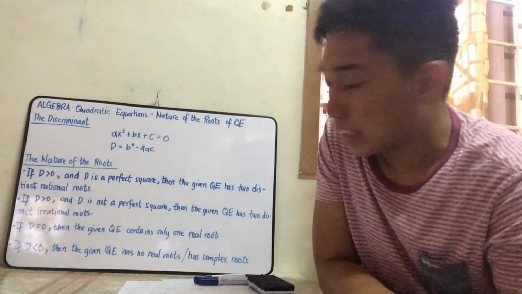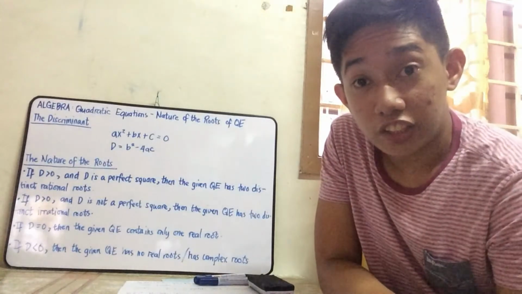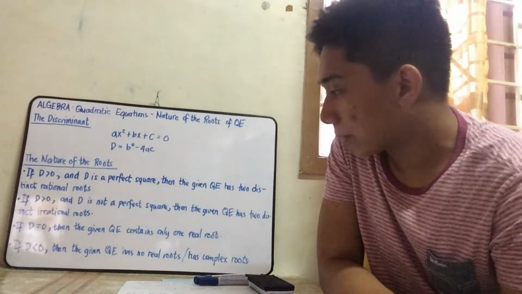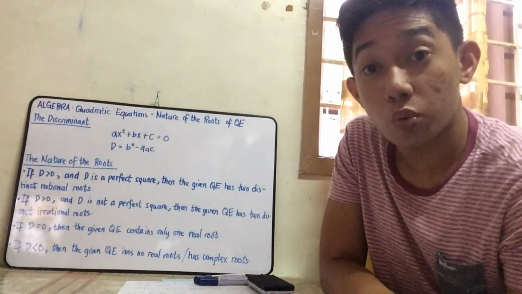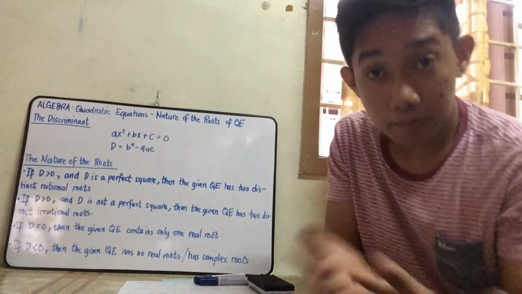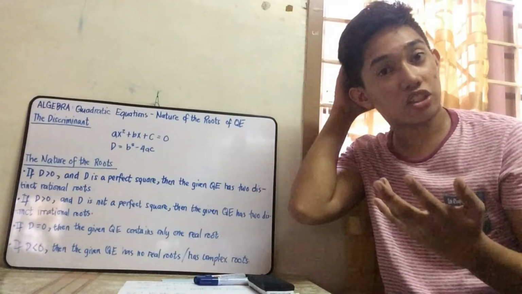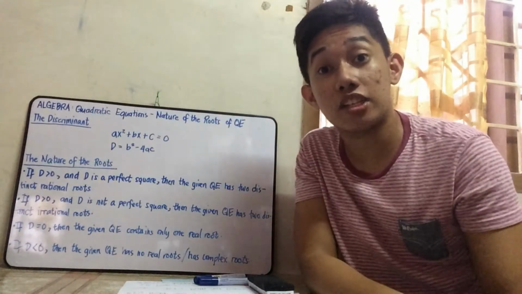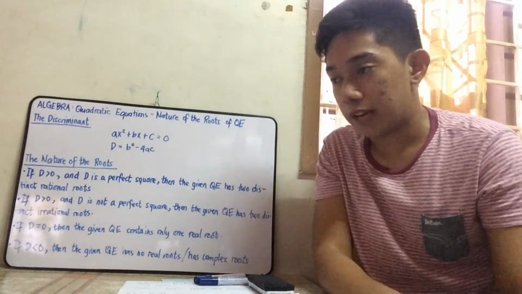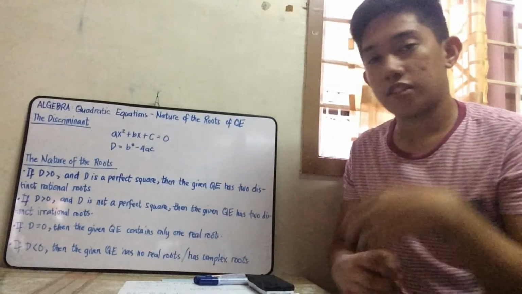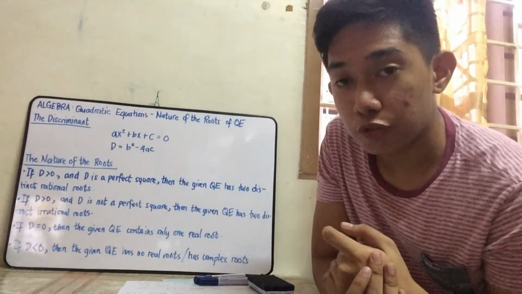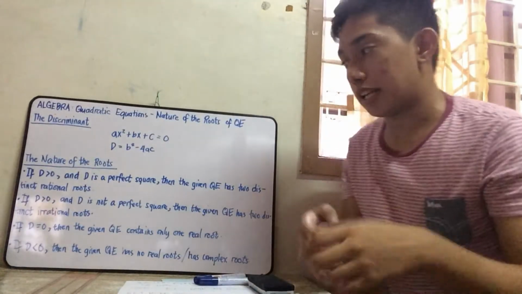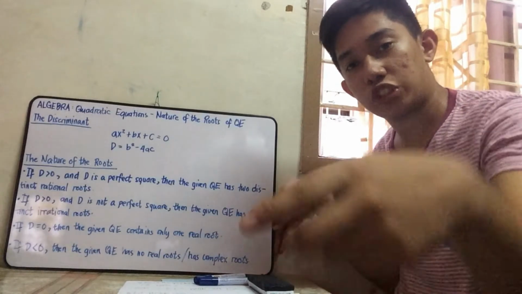Again, for the last, if your discriminant is less than 0, then your given quadratic equation has no real roots, or in other terms, they will call this one as complex roots. It will contain imaginary roots, okay? Yung i. So, yan lang po ang ating 4 cases ng nature of the roots using discriminants. If you have questions, just continue to comment.